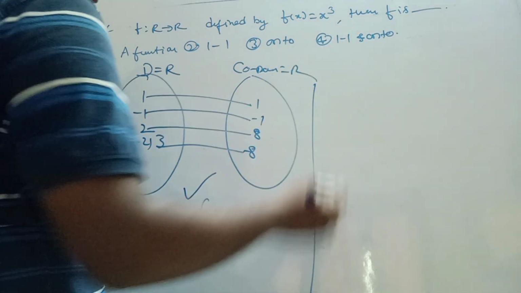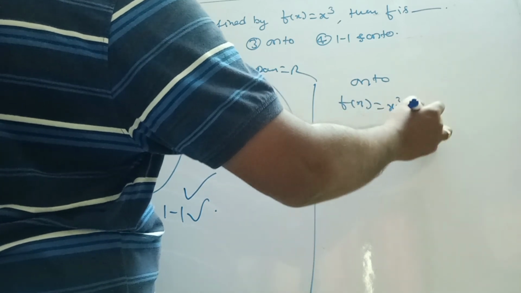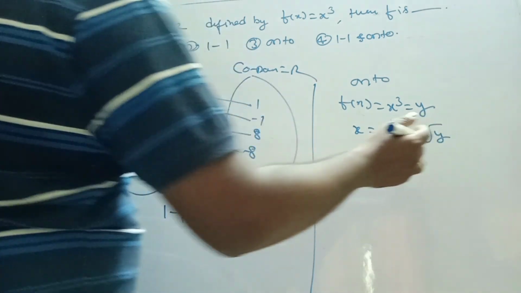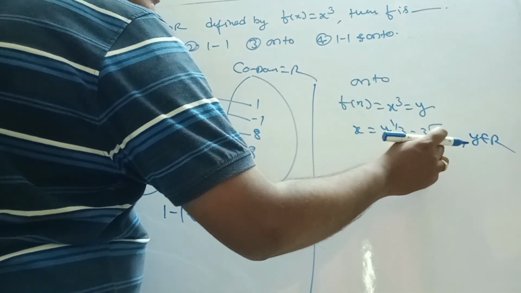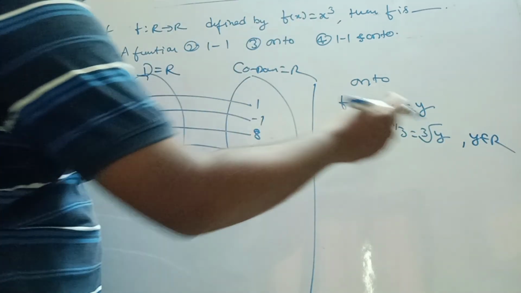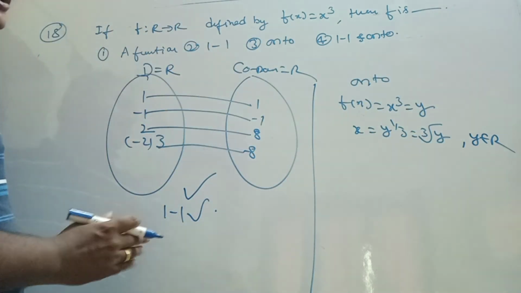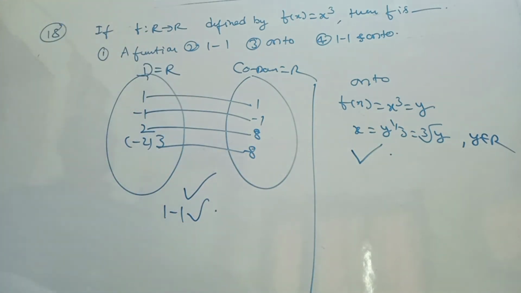Next, coming to onto, f of x is equal to x cube. You take it as y. X equals y power 1 by 3, that means the cube root of y, where y is a real number, y belongs to R. If you take any real number y, the cube root of y, that is x, is also a real number. Even if you give negative real values, you are going to get x as a negative value. Therefore, it is onto. Therefore, this function is 1-1 and onto. Okay, 18th one, 1-1 and onto. That is the correct answer.